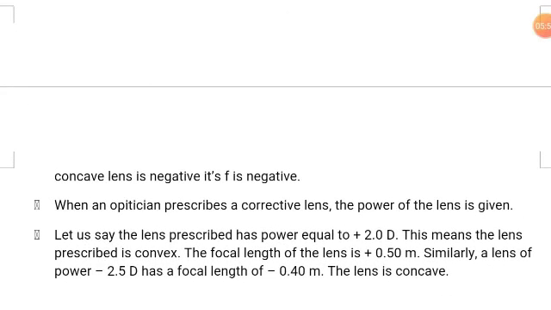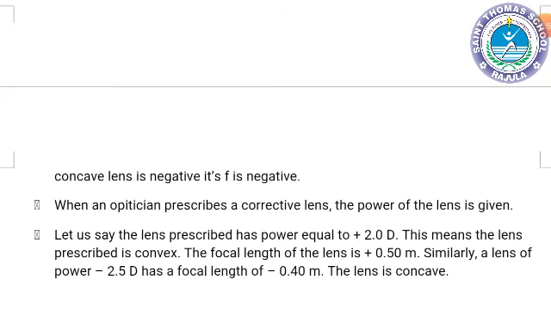When an optician prescribes a corrective lens, the power of the lens is given. Let us say the lens is prescribed with a power of 2 diopter. This means the lens is a convex lens. The focal length is positive 0.5 meter. Similarly, if the lens is minus 2.5 diopter, the focal length will be minus 0.4 meter. The lens is a concave lens.